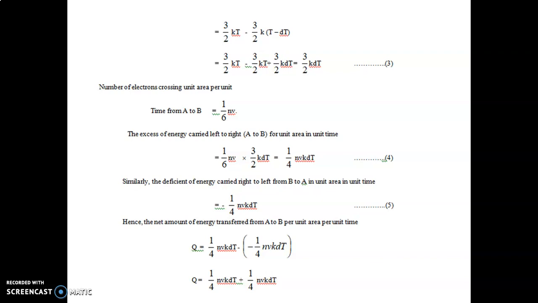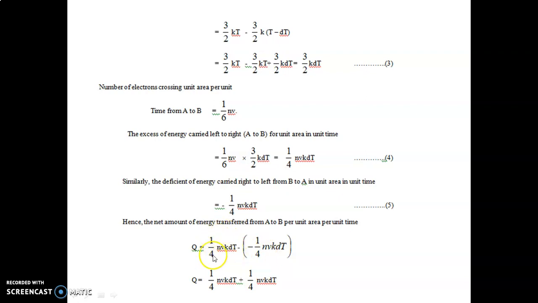Some amount of energy is also transferred from cross section B to A. But actually the net amount of energy must be transferred from the hot end to the cold end. We are calculating the net amount of energy transfer from A to B per unit time per unit area of cross section. To get it, we need to subtract the deficient energy from the excess energy.